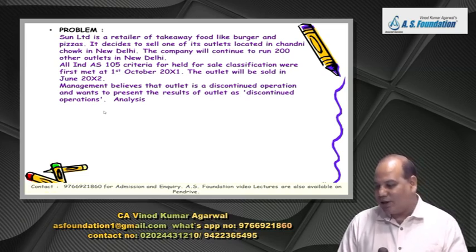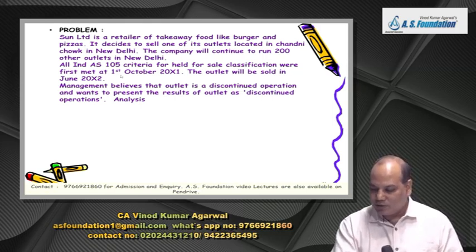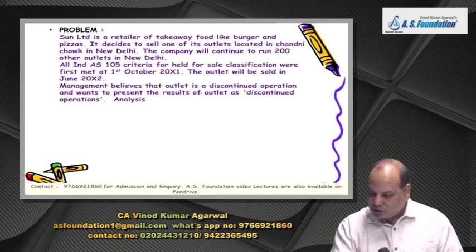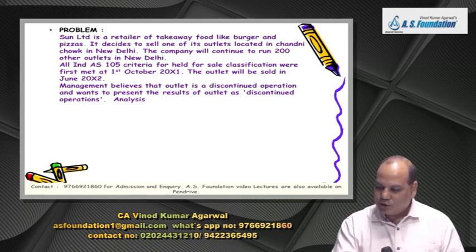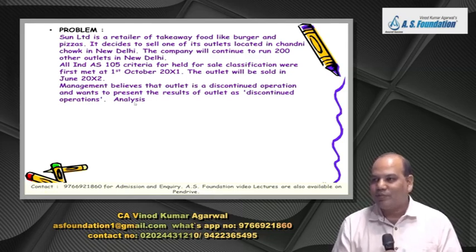All IFRS 5 criteria for held for sale classification were met on 1st October. The outlet will be sold in June. Management believes that this outlet is a discontinued operation and wants to present the result of the outlet as a discontinued operation. Analyze.